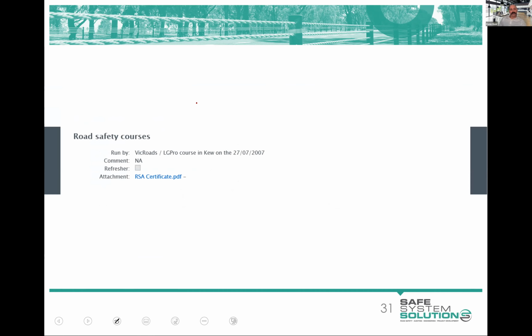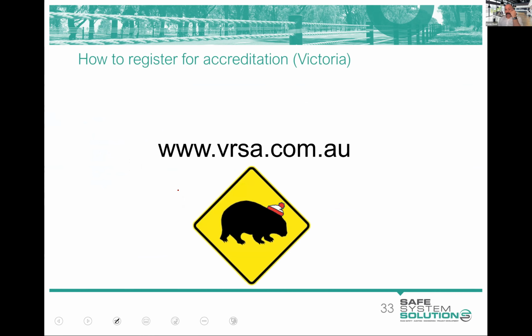I'll keep going. We'll see if anybody comes up with something on that. That's probably something we could just Google, isn't it? Road safety course. So yeah, you're copying a certificate from a course, so you'll just upload a copy of the certificate. So vrsa.com.au is your go-to. That's probably the first place you're going to go.